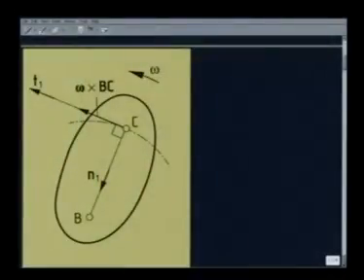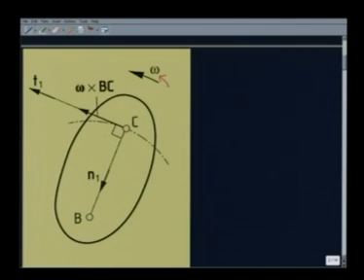Now, as we see, during translation there is no difference between the motion of various points of the rigid body like B and C. They underwent identical motion. The difference in motion between C and B is entirely due to rotation, that is due to this angular velocity vector omega. Positive k means counterclockwise direction.